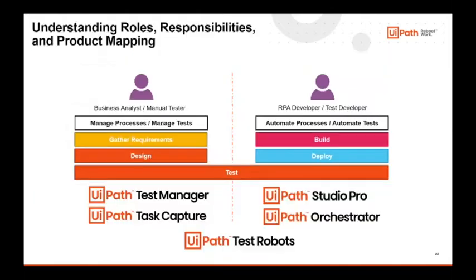So if we go to the next slide, to understand how, since we service two different types of teams, we have application testing teams and we have the RPA COE teams. The way that the tools map to those different roles is shown here. A business analyst and manual tester on the application testing side would use Test Manager and Task Capture more regularly. And then an RPA developer or test developer would use more of Studio and the Orchestrator side, the more technical side of the house. And then everything ends up resulting in test robots that are going to be running your processes and testing your processes as well. Next slide.